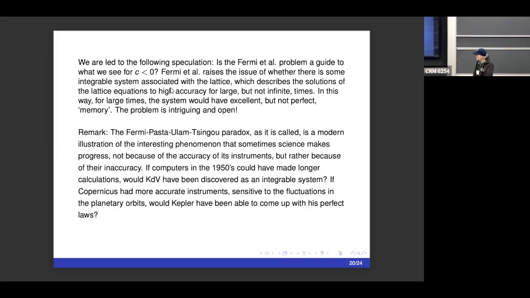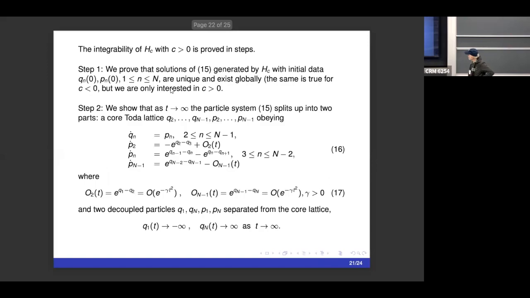So a remark here is that the Fermi-Pasta-Ulam-Tsingou paradox, as it is called, is a modern illustration of the interesting phenomenon that sometimes science makes progress not because of the accuracy of its instruments, but rather because of their inaccuracy. If computers in the 1950s had made longer calculations, would KdV have been discovered as an integrable system? If Tycho Brahe had more accurate instruments sensitive to fluctuation of the planetary orbits, would Kepler have been able to come up with his perfect laws? Just imagine him saying to people, well, it's sort of like ellipses. Would that have had the same strength, right? Okay, so we proved the integrability of H_C with C bigger than zero in steps.